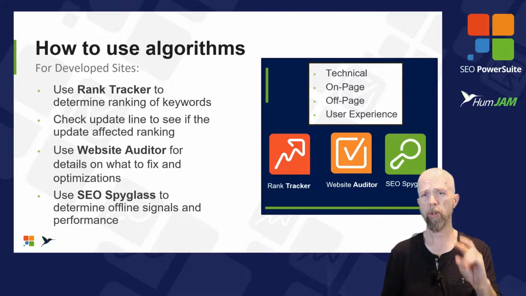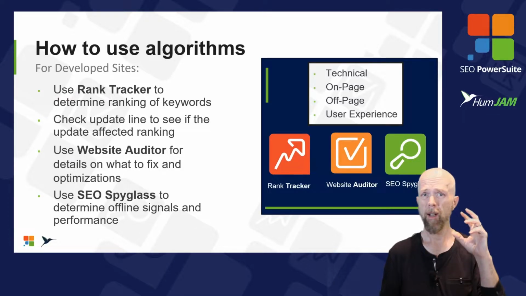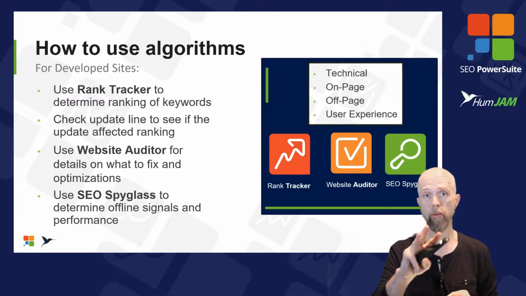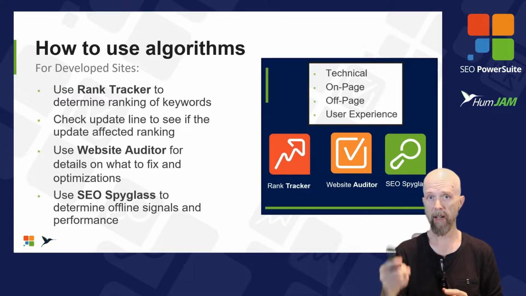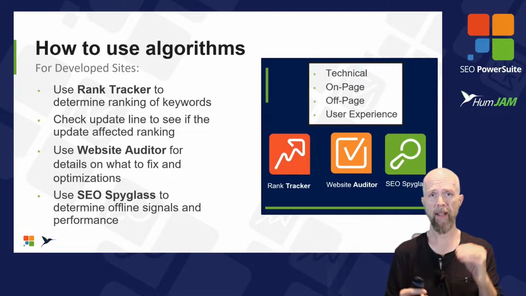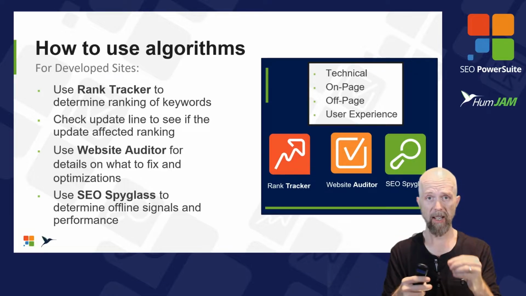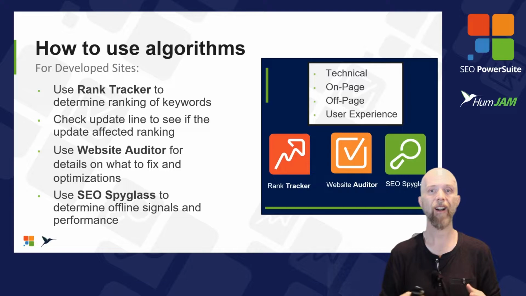And so we're gonna do 2 separate demos to look at these 4 different ranking factor pillars here: technical, on-page, off-page, and user experience. And we're gonna use 3 tools to do that. So we're gonna use Rank Tracker to determine the ranking of the keyword, and then we're gonna look and see if any update lines affected that, and then we're gonna use Website Auditor to determine is there any issues that we can hone in and fix, and then we're gonna look at Spyglass to see is there any offline signals that we can use to increase performance.